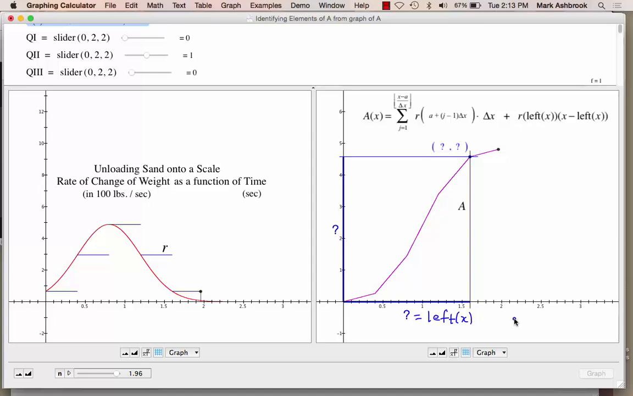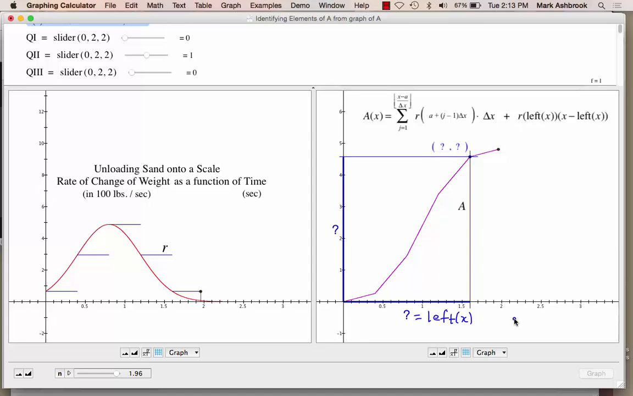So that x coordinate is the x value starting at the current interval. Okay? All right. What about the y coordinate? That's really what this is about. This one is really about the y coordinate. What does that y coordinate represent?